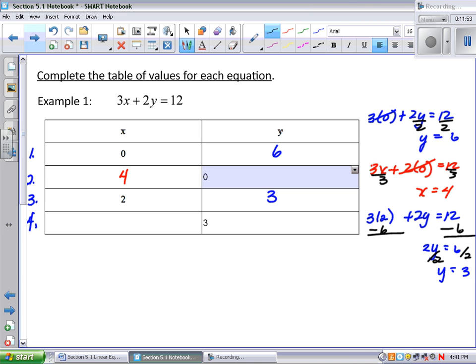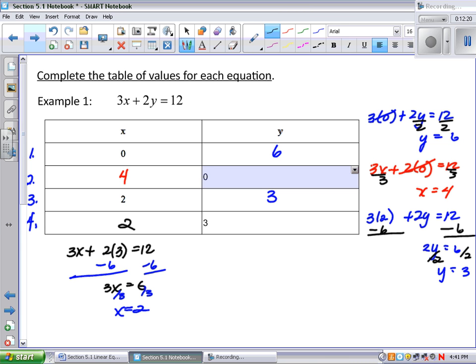And to do the last line, we're going to plug 3 in for y. So 3x plus 2 times 3 equals 12. 2 times 3 is 6, so if I subtract 6 from both sides, I have 3x equals 6. Divide both sides by 3, and we wind up with x equals 2, and we can fill in that last line in our table.